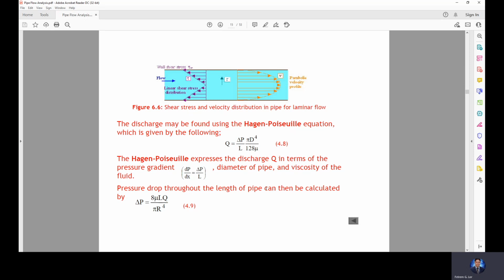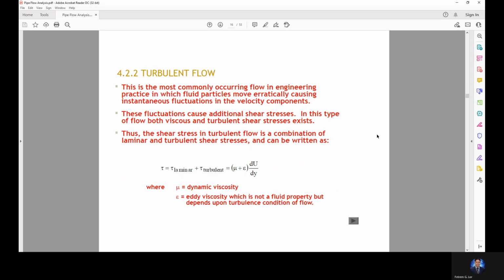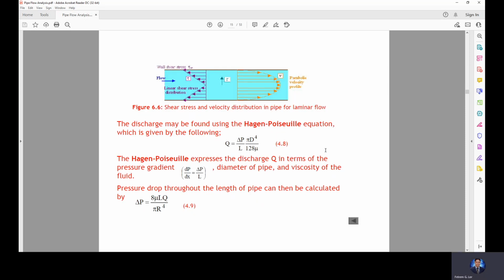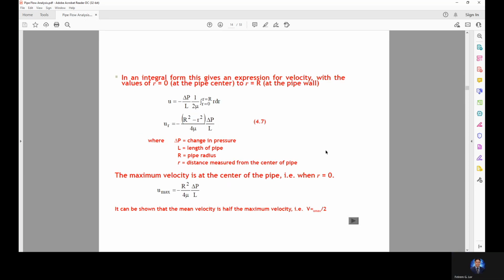If we rearrange the equation, since the discharge was expressed in terms of pressure gradient, the pressure gradient is proportional to delta P over L. If we need to solve the pressure drop, delta P is equal to 8 times dynamic viscosity times the length of the pipe times the Q over pi r to the fourth, where R is the radius of the pipe. Okay? So this is for laminar flow.